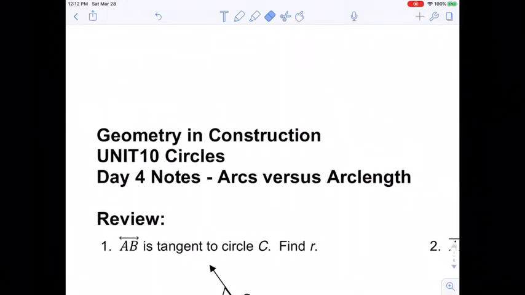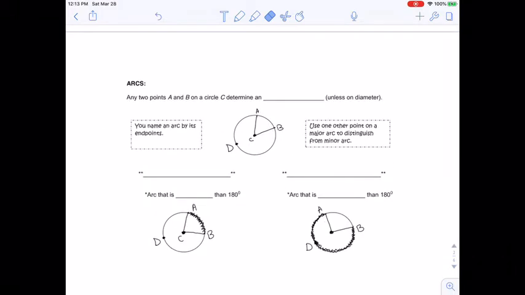Hi, this is a lesson on circles, specifically arcs and arc length. So let's talk about arcs. Arcs is a new word for us. We have not talked about this before. An arc is part of a circle. So it's a distance or a curve that is not a full circle. It is just a piece of it.